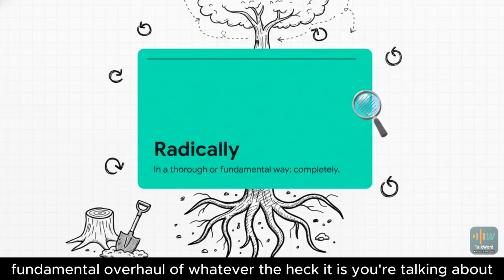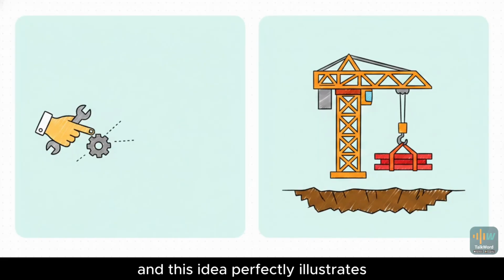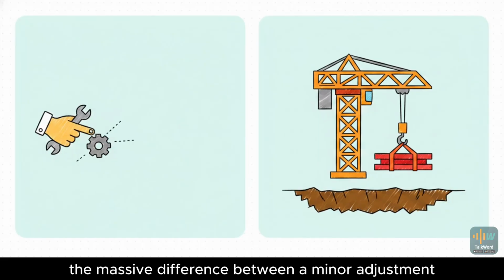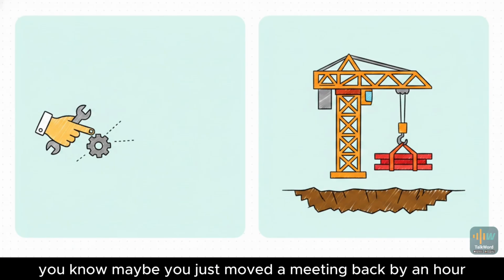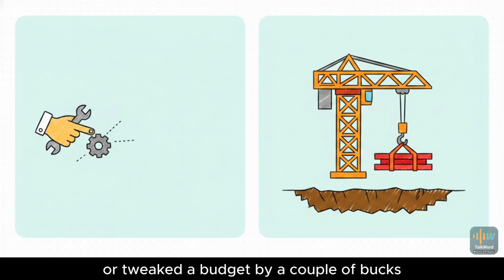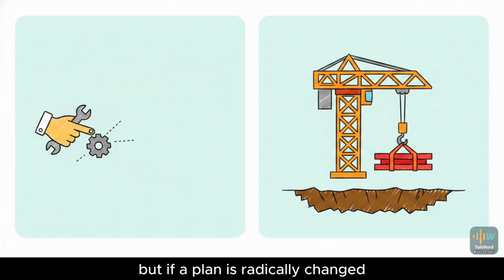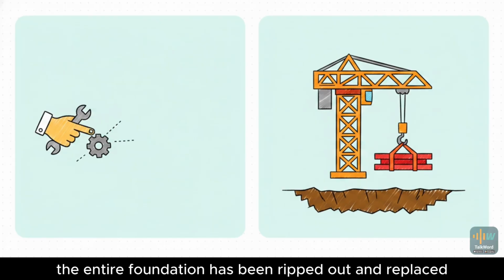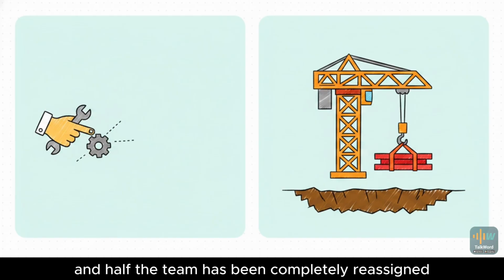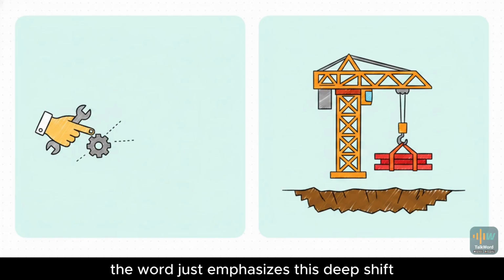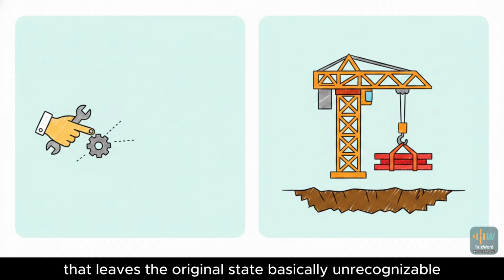It's a complete, fundamental overhaul of whatever it is you're talking about. And this idea perfectly illustrates the massive difference between a minor adjustment and a complete transformation. Think about it. If a business plan is just slightly changed, maybe you just moved a meeting back by an hour or tweaked a budget by a couple of bucks, the core of the plan remains totally intact. But if a plan is radically changed, the entire foundation has been ripped out and replaced. The meeting is canceled, the project has an entirely new goal, and half the team has been completely reassigned. The word just emphasizes this deep shift that leaves the original state basically unrecognizable.